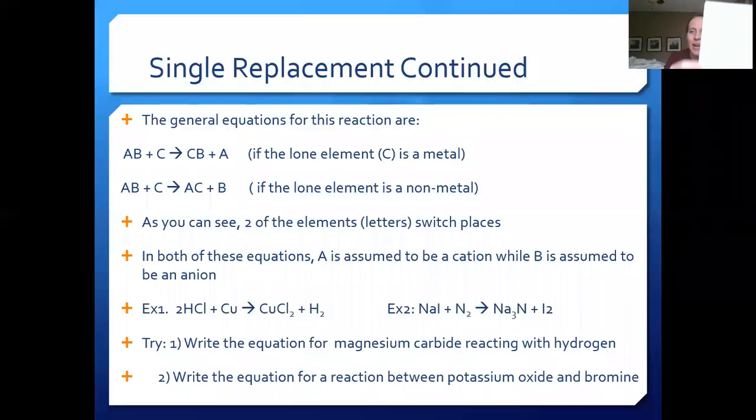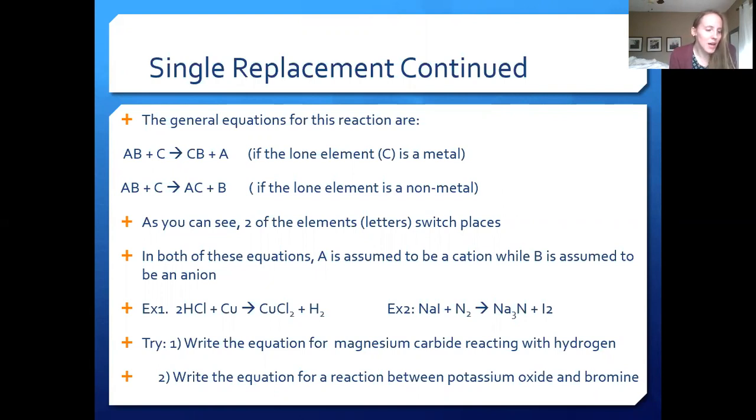Okay, so these are the answers that you should have got. So we have magnesium carbide reacting with hydrogen gas. Just remember, when you cross over the charges for magnesium carbide, you do have to put them in lowest terms, which is how we end up with Mg2C. And then our hydrogen gas is diatomic.